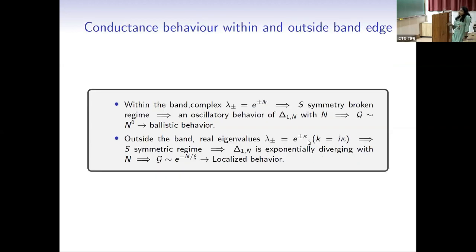Within the band, as the transfer matrix eigenvalues are in complex conjugate pairs, this is the symmetry broken regime. So we'll see an oscillatory behavior; this determinant will be oscillatory with system size, and the conductance will show n to the power 0. It's ballistic behavior. Outside the band, the eigenvalues of the transfer matrix are real, so the determinant will be exponentially diverging with system size. This will give a localized behavior.